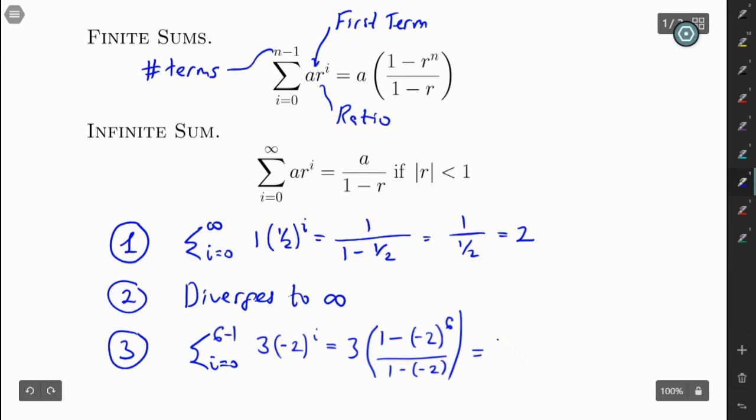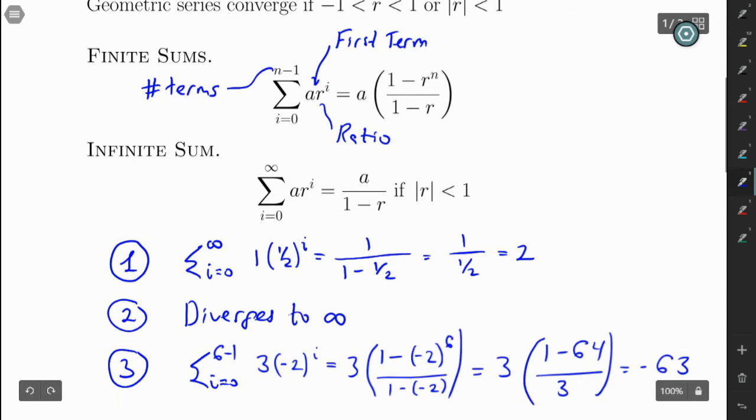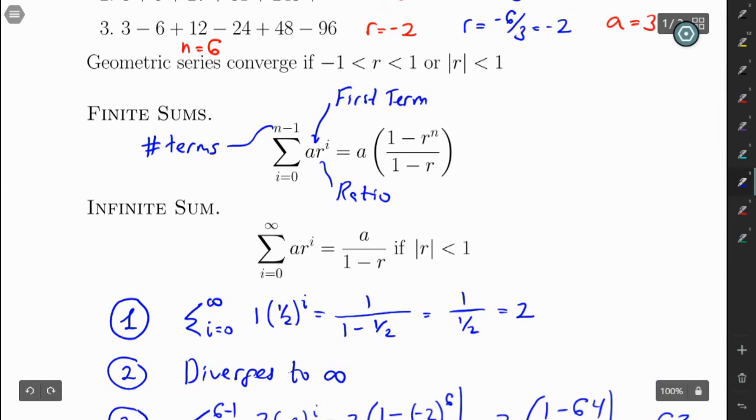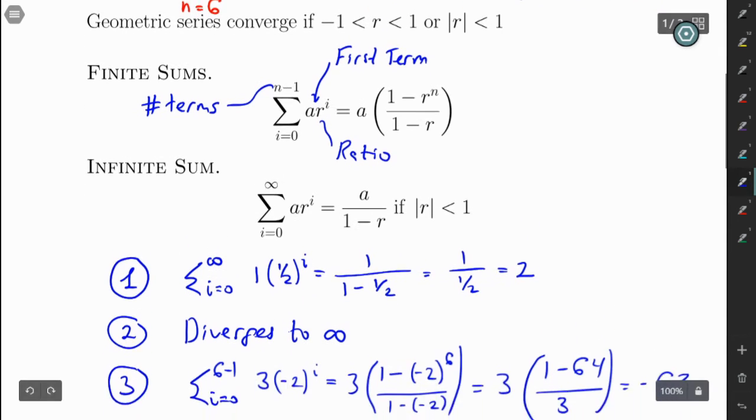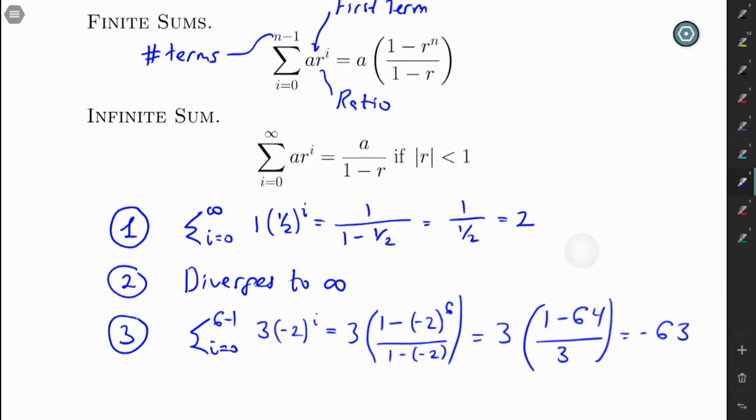And then 2 to the 6 is 64, and the negative disappears because we have an even exponent. So this is 1 minus 64, and then 1 minus (-2) is 3, so the 3's cancel and we just get -63. And if you just brute force add all of those numbers, you are going to get 63.